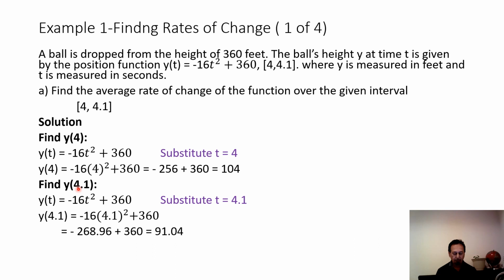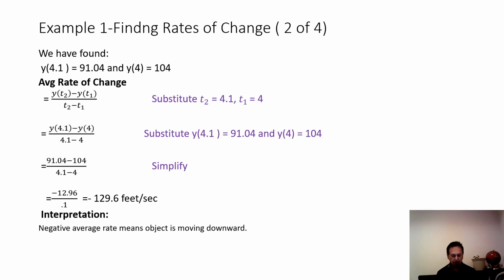Now find y of 4.1. So we substitute 4.1 in y of t equals minus 16t squared plus 360. So this becomes y of 4.1 equals minus 16 times 4.1 squared plus 360. Now you simplify and get 91.04 feet. So we have found y evaluated at 4.1 is 91.04 and y evaluated at 4 is 104.